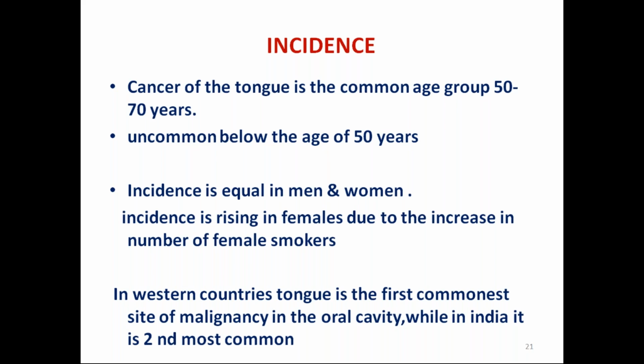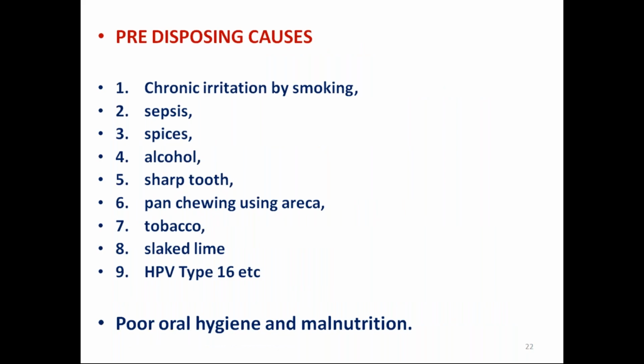In Western countries, the tongue is the first most common site of malignancy in the oral cavity, while in India it is the second most common, due to chewing of tobacco and reverse smoking of cigarettes. Predisposing causes include chronic irritation by smoking, sepsis, spices, alcohol, sharp tooth, chewing paan using areca nut, tobacco, and slaked lime, and human papilloma virus type 16, and also poor oral hygiene and malnutrition.